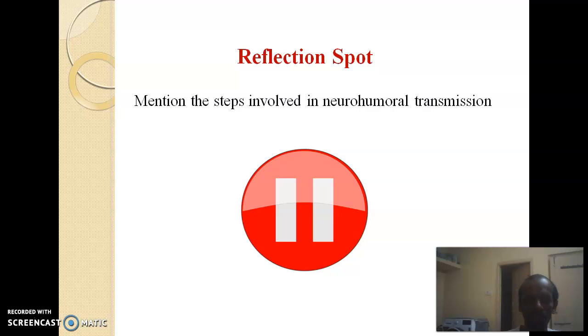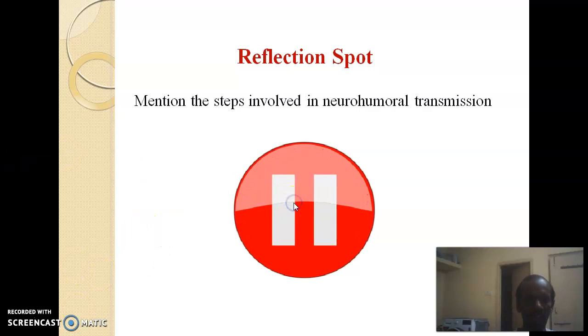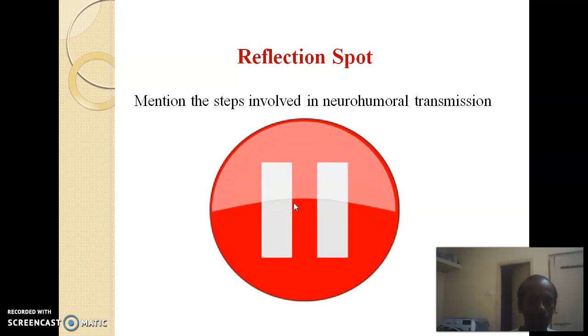Next, the reflection spot. Listeners, I want to ask one question: enlist the steps involved in neurohumoral transmission. Take a small break and list out the steps involved in neurohumoral transmission in your notes. Hope you might have written some important steps involved in neurohumoral transmission, which we will continue now.